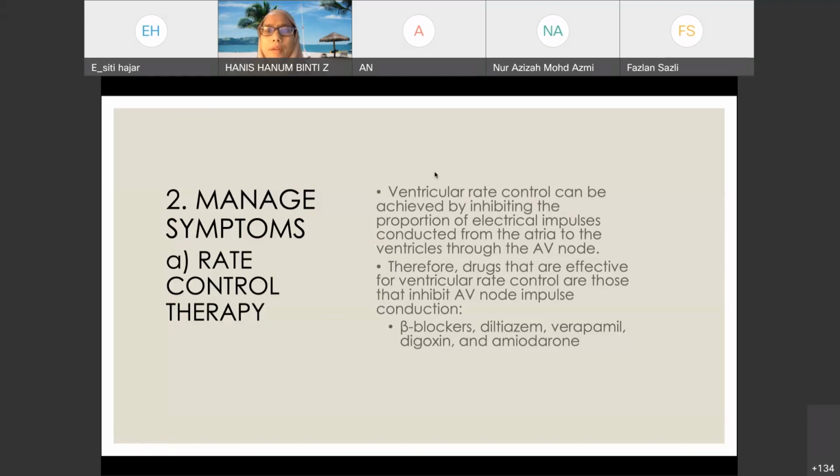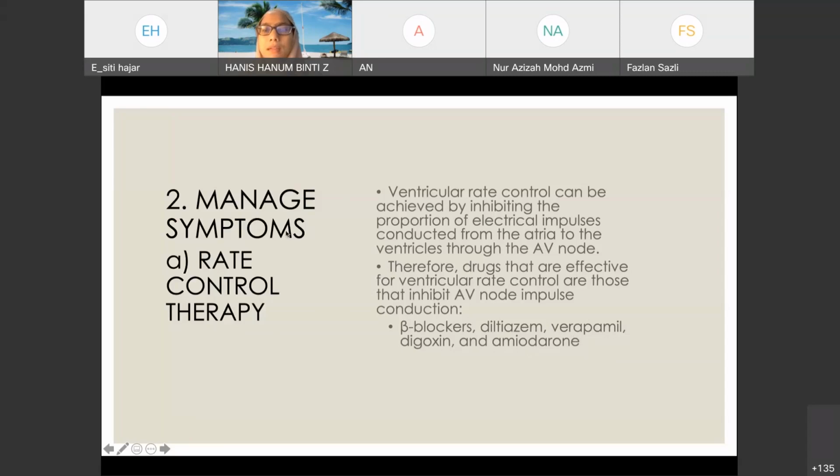So ventricular rate control can be achieved by inhibiting the proportion of electrical impulses conducted from the atria to the ventricles through the AV node. Now, drugs that are effective for ventricular rate control are those that inhibit AV node impulse conduction, such as your beta blockers, your non-dihydropyridine CCB. So bear in mind, this is your non-dihydropyridine CCB, like diltiazem or verapamil, digoxin or amiodarone.